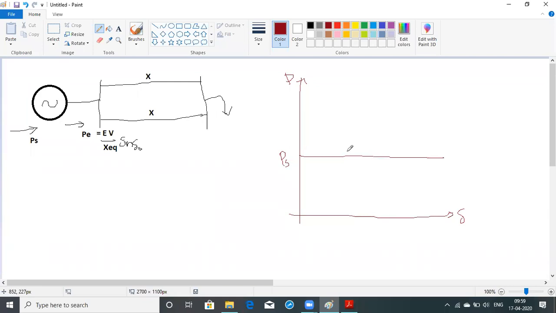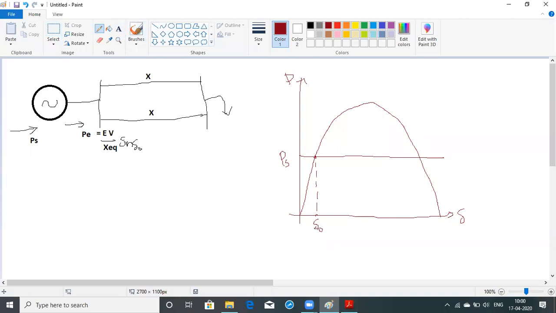Next, I need to draw the electrical power. This electrical power is sinusoidal, because P is equal to EV by X equivalent sine delta naught. Sine delta naught means this is the point at which the angle is delta naught. I'm writing this angle as delta naught, the initial angle.